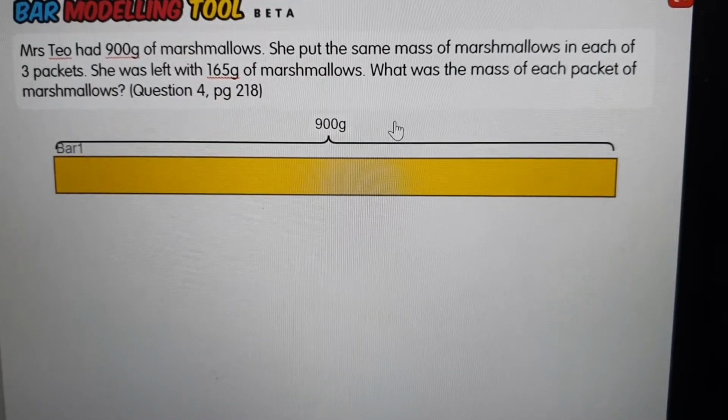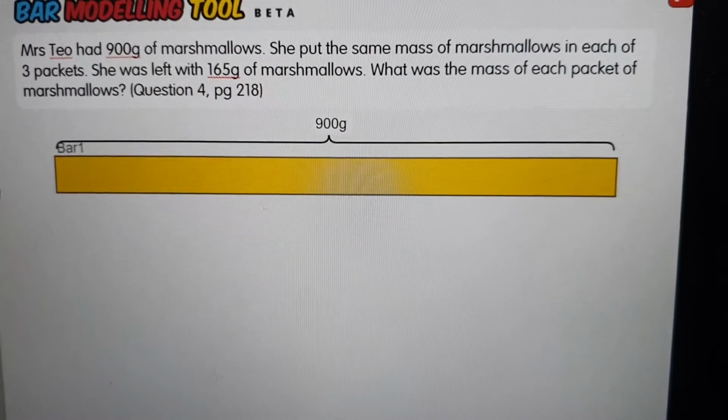If you are drawing a part-whole model, it's fine if you do not need to label your model here. But when you draw a comparison model, because you have a few models, it's always good for you to indicate which day or which person this model represents, so you do not get confused.